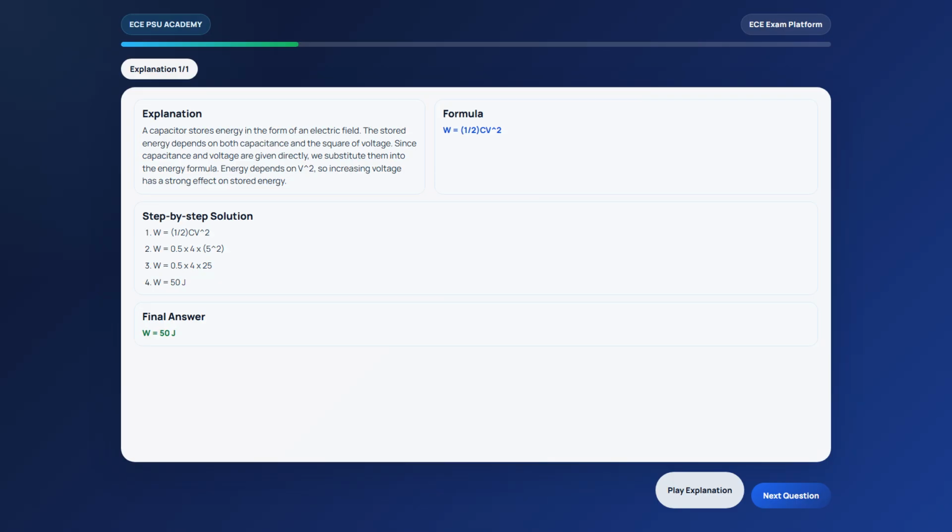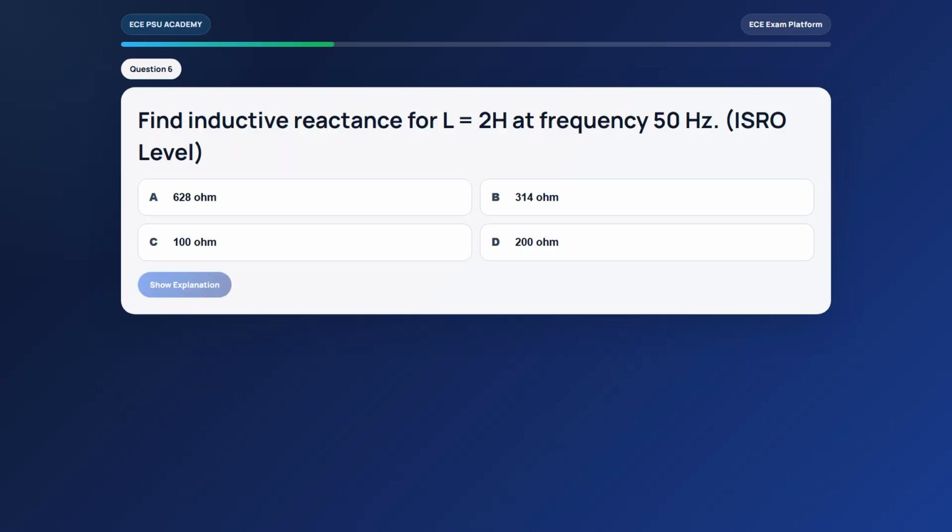Step 3. Perform the multiplication. 0.5 times 4 equals 2. Then 2 times 25 equals 50. Step 4. The energy stored is 50 joules. So, W equals 50 J. Final answer.